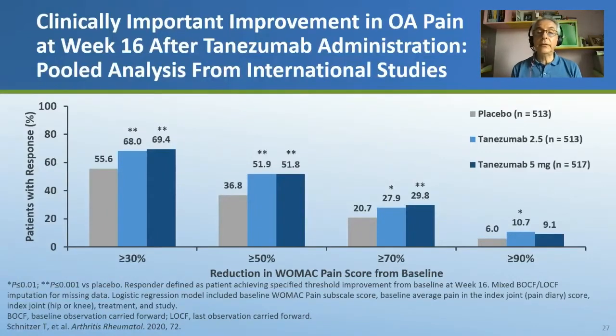And what is very important to note is that more than 2/3 of the patients on tanezumab have at least 30% improvement in pain, which is statistically more than those treated with placebo. And this difference is confirmed whether it is at the 50, 70, or 90% improvement level. And what is known is that even at 30% improvement, this is clinically relevant.